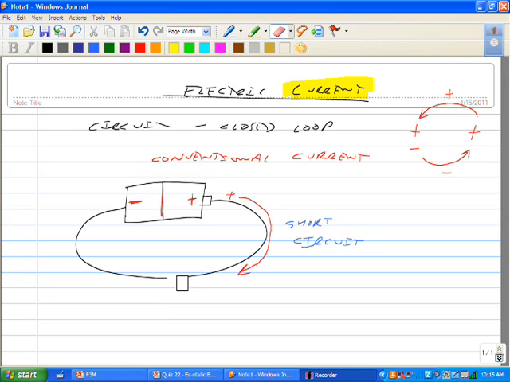If I break that, then do I have a circuit? No. Do I have current? No. I don't have a flow of charges if I don't have a path for them to flow. But if I then reinsert a resistor, in this case your light bulb, now is there a path to go from positive to negative? Yes, but you must go through the resistor, in this case, the bulb.